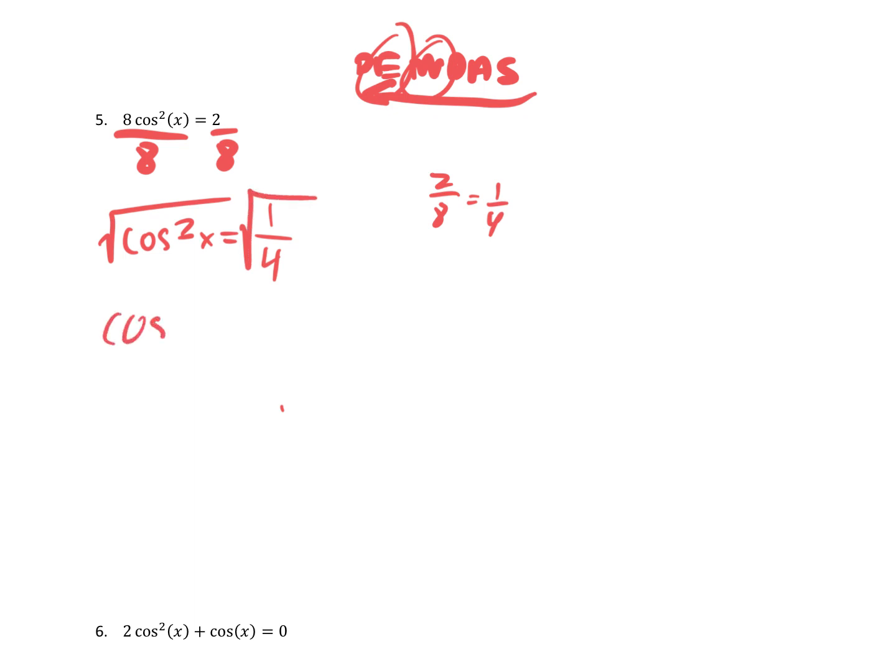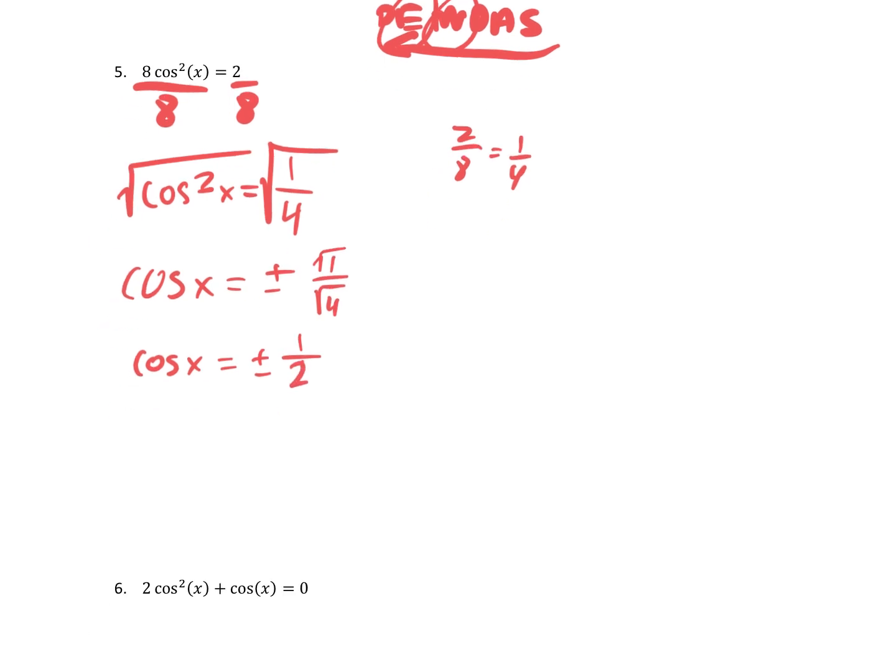So what we end up with is the cosine of x is equal to, remember that plus or minus, we undid a squared, the square root of 1 over the square root of 4. And then I'm actually going to simplify this a little more. Cosine of x is equal to plus or minus 1 over 2, 1/2. Square root of 1 is 1, square root of 4 is 2.